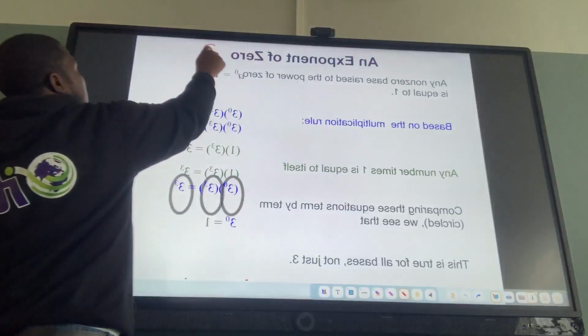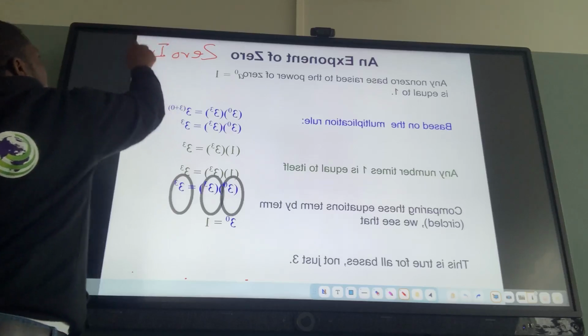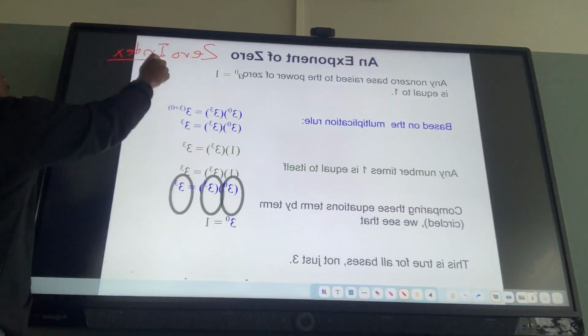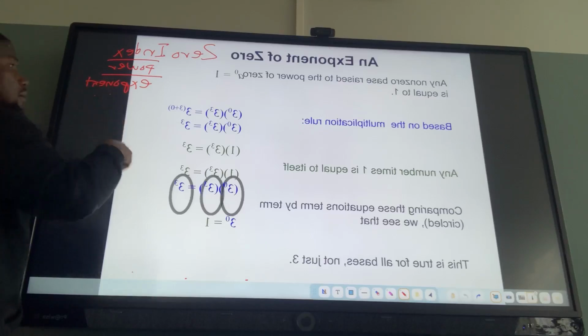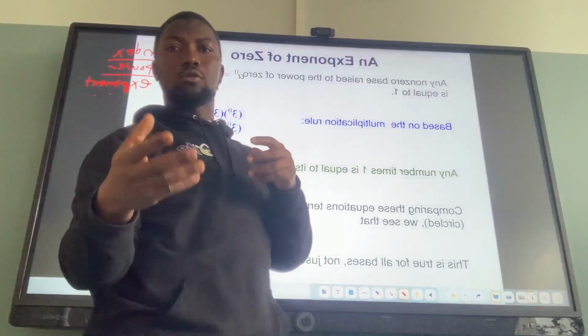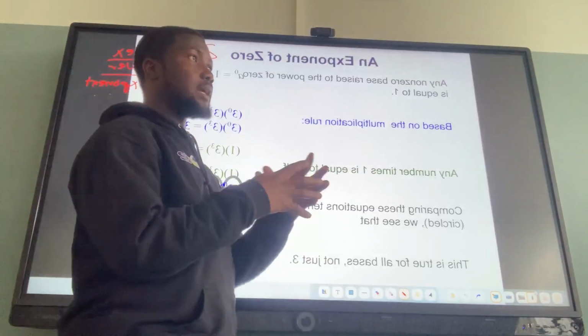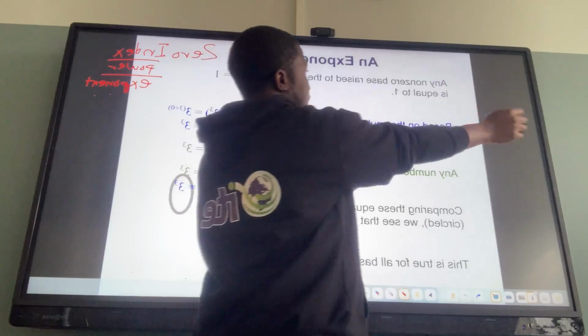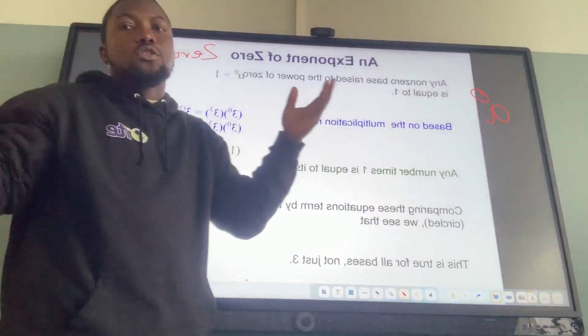If you like, you can say 0 index. What is an index? An index can also mean a power. So you can also say 0 power or a 0 exponent. Meaning, what happens to a number that has a power of 0? When the exponent is 0, for example, a to the power 0, what happens to this number? How do you simplify this?